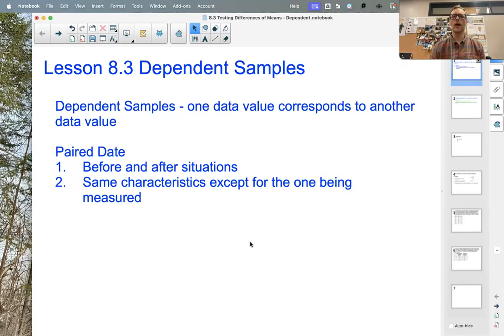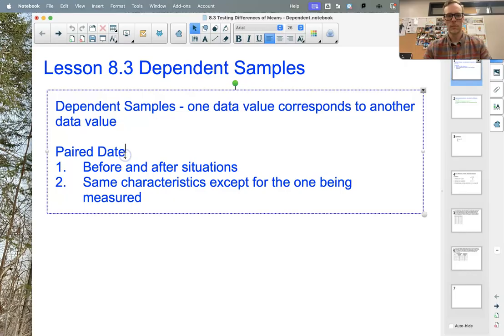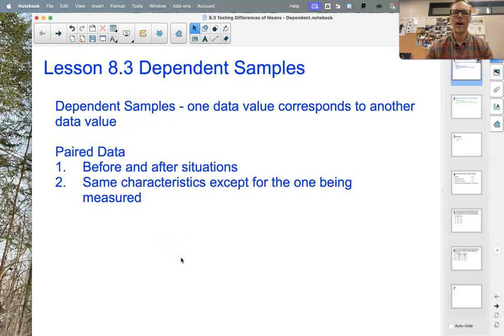So that's our thoughts on dependent samples. Paired data, sorry. Lots of before and after situations, maybe identical twins, things like that.